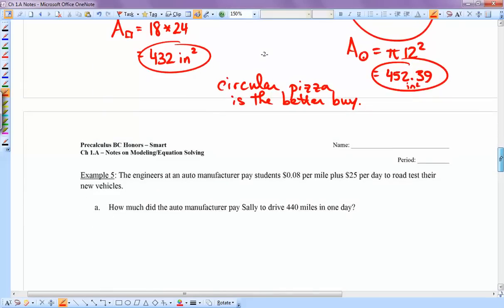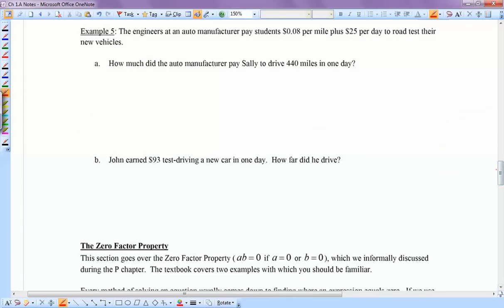Alright, so example 5. Engineers at an auto manufacturer pay 8 cents per mile plus 25 bucks per day to road test their vehicles. Okay, so let's come up with a model before we plug in some numbers here for A and B. So the pay, I'm going to call P, equals total pay. Little m will be the number of miles that you drove. And then the other thing that you need is how many days did you drive. So D would be number of days.